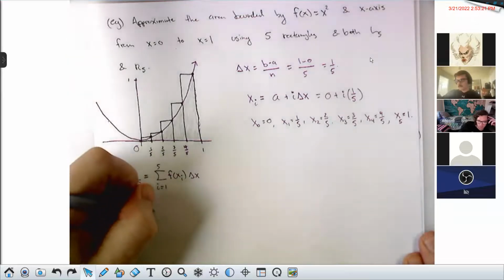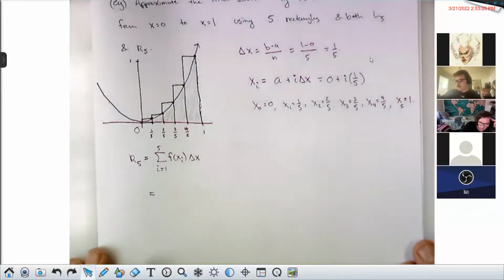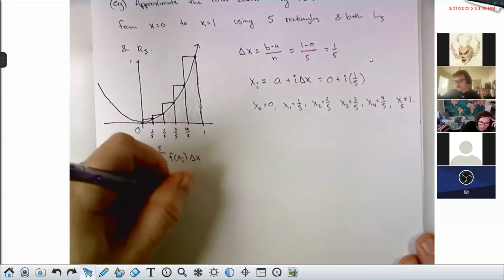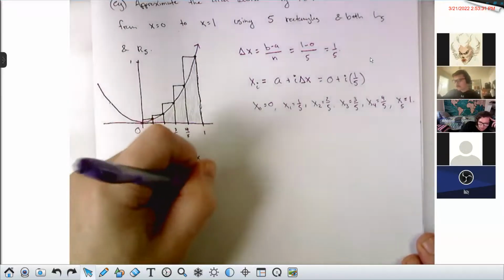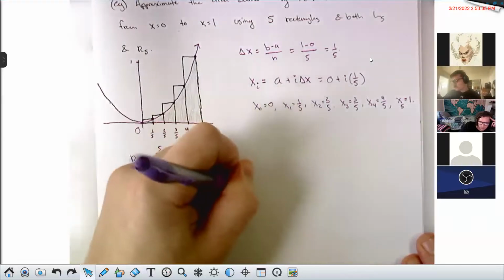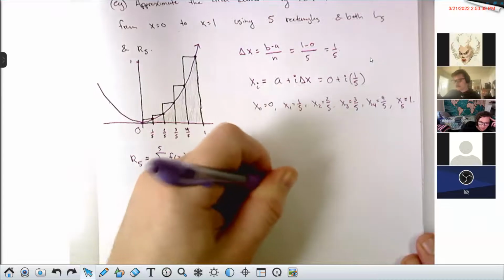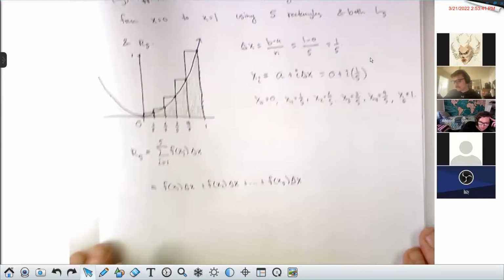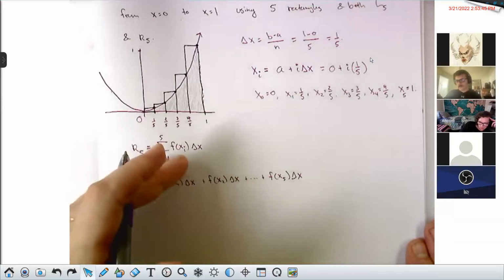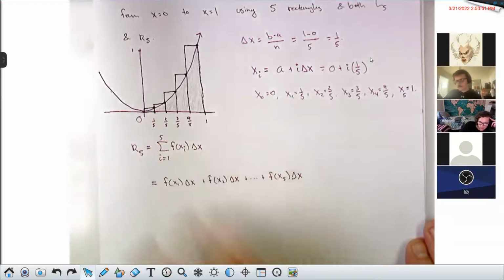All right. So I now plug this into my formula here. This should be f of x1 delta x plus f of x2 delta x, and I'll just write out to f of x5 delta x. We can do the computation without doing these two symbolic steps, but I'm going to do them to kind of prepare us for the later stuff.